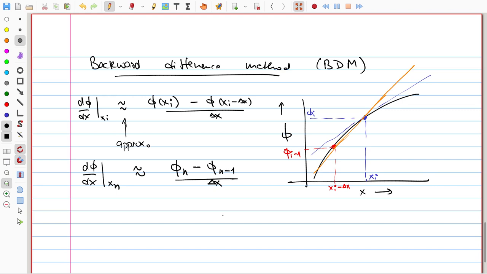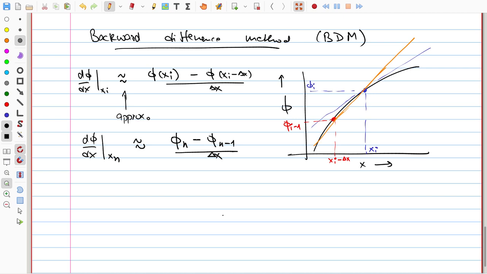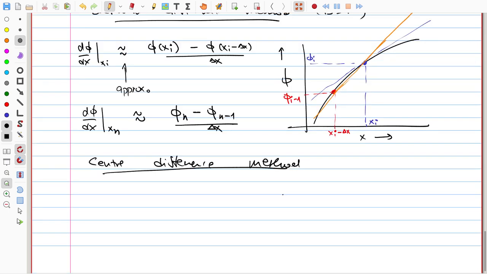So my question is, we have learned two methods of discretization of derivatives. One is forward difference, one is backward difference. Can you think of a third one? Average of the two, center difference. Do you think that will be much more accurate than these two? Center difference method.